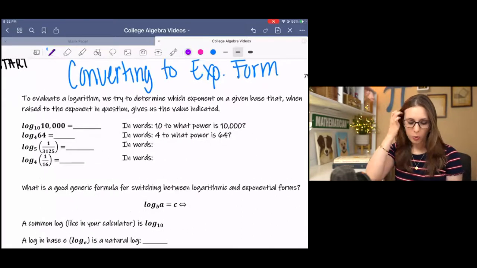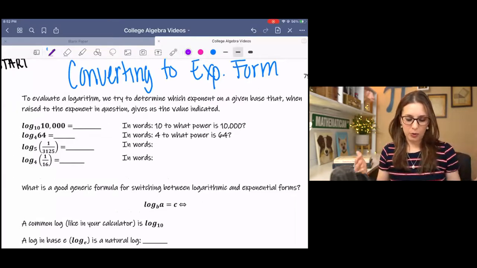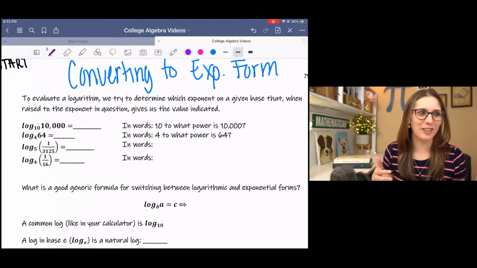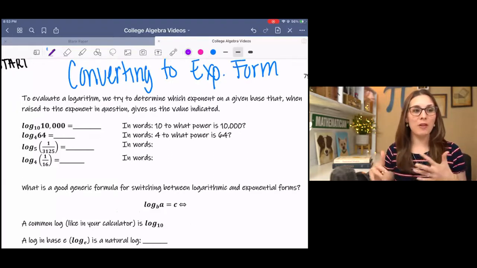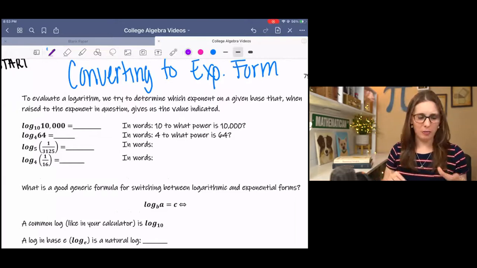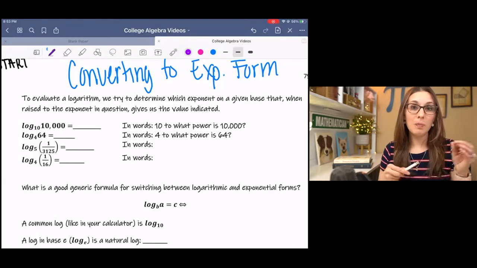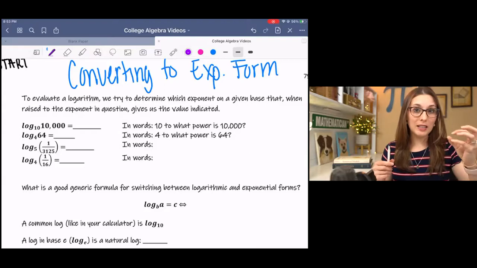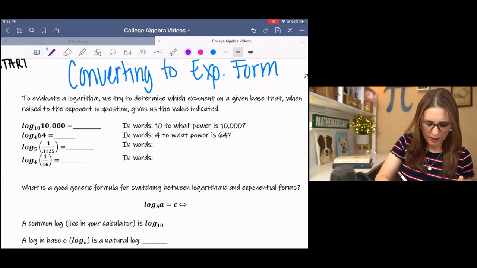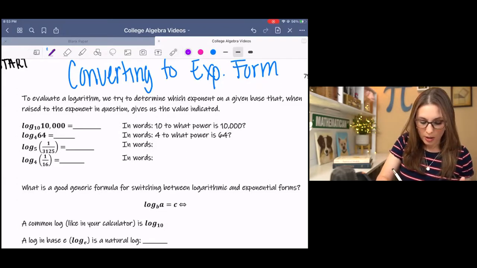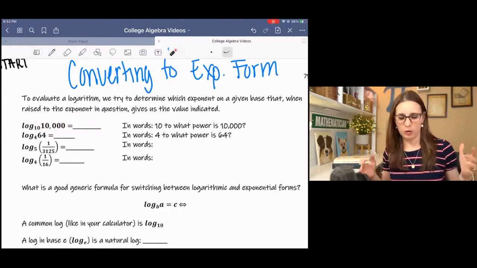To evaluate a log, we try to determine which exponent on a given base, when raised to another exponent, gives what value. It's kind of confusing with all the wording, but once you get the rhythm of it, it's exponent and base and all this weird stuff. All that's saying is you're raising a base to a power to get the number. It's hard to explain, but we're raising this base to something to get 10,000. A concrete example makes a little more sense.